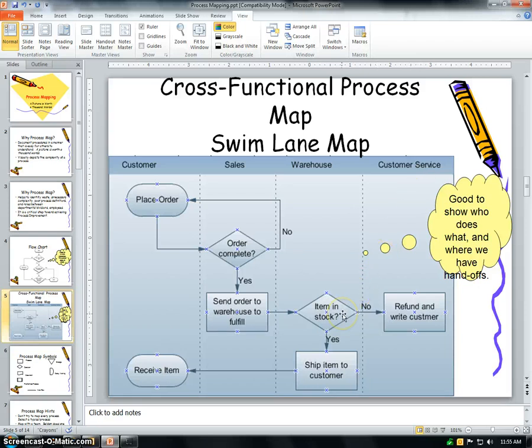So we really like to see where the workflow goes from one group, like the sales group sends an order to the warehouse for fulfillment, over to another group for the warehouse of actually shipping the item. Right here is where we find delays, and right here is where we find miscommunication when we go from one department to another.